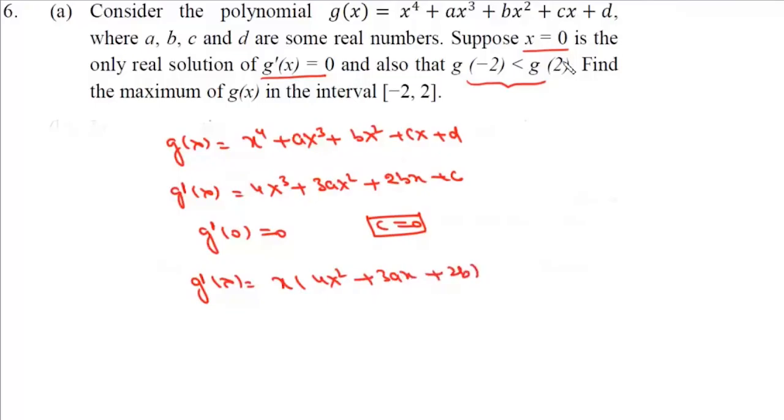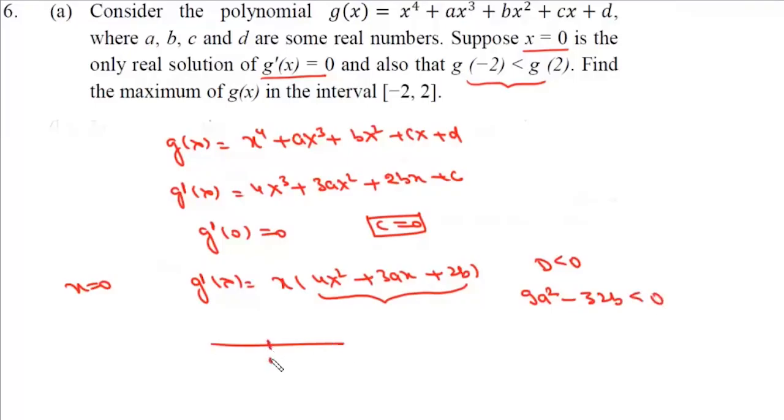Now it says it has only one real solution, and that is x equals 0. So this quadratic equation must not have any real solution. That means the discriminant D in this case is less than 0.